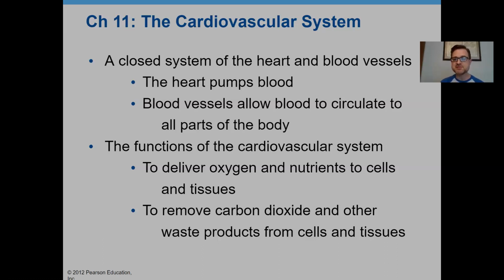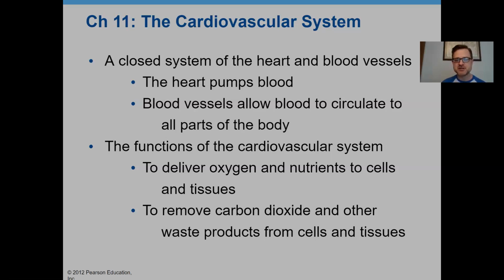Your cardiovascular system is a closed system. You have a heart which pumps blood, and you have vessels which circulate the blood throughout your body. Closed system just means that your blood never really leaves your cardiovascular system. In some animals like insects, the circulatory fluid actually leaves blood vessels and bathes tissues directly. That doesn't happen with humans.